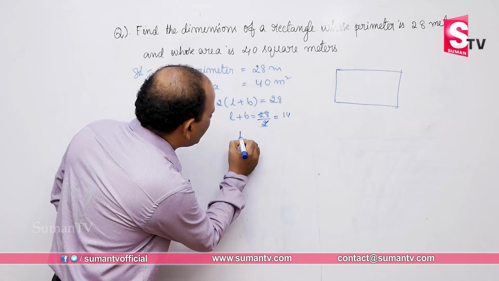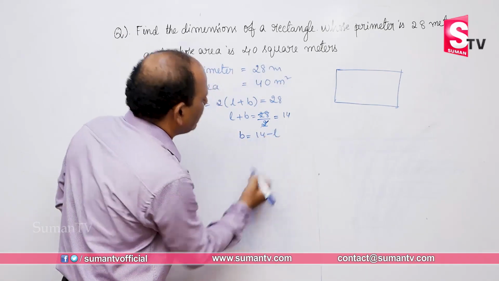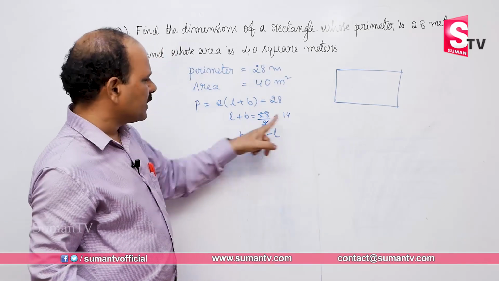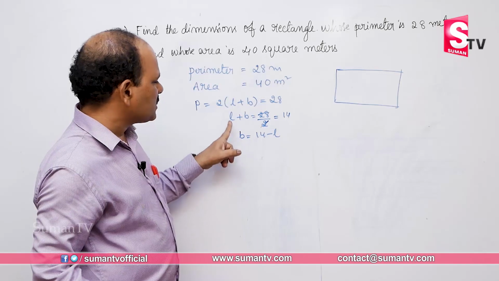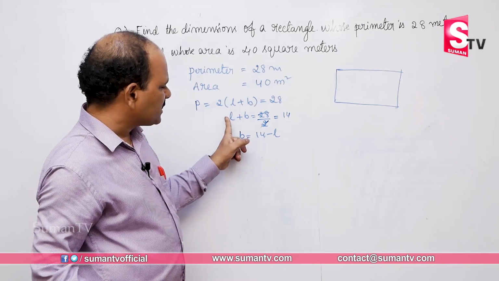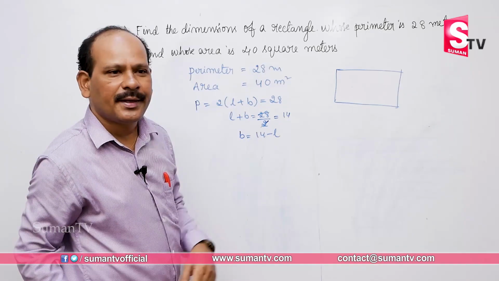Now, B is equal to 14 minus L. I am sending this L to the right side. So, L plus B is equal to 14, and B is 14 minus, this L will become minus L here. So, B is equal to 14 minus L.